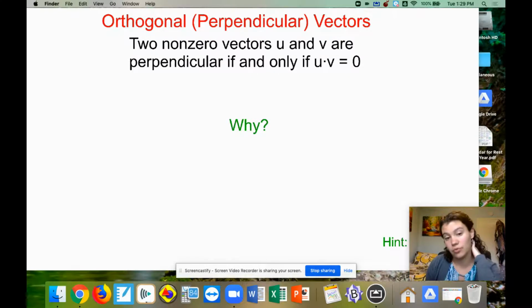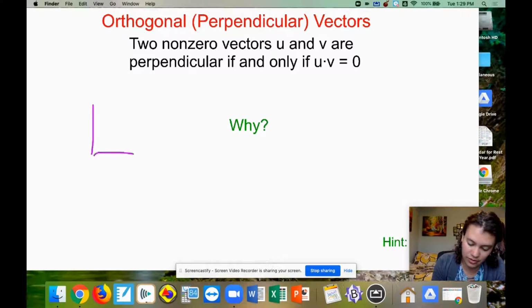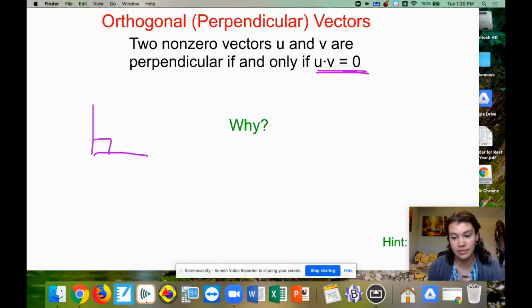Okay, so orthogonal, next concept. It means perpendicular, or 90 degrees to each other. So something like this, you have a u and a v, and they're at 90 degrees. Here, if they're both non-zero and they're perpendicular, your dot product is going to equal 0. If your dot product equals 0, it means they're perpendicular.